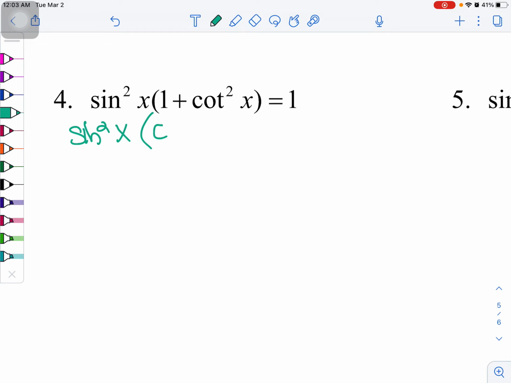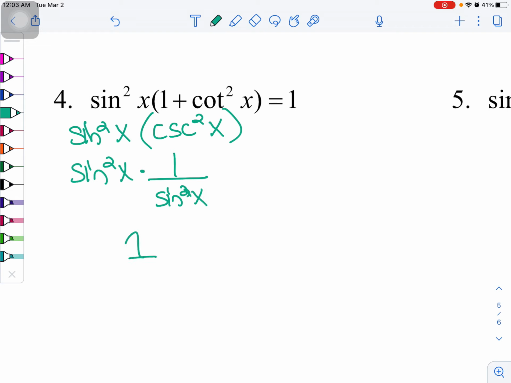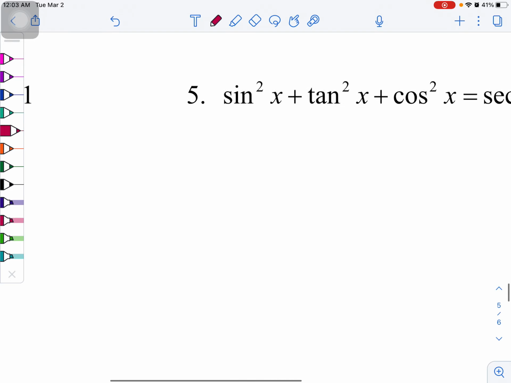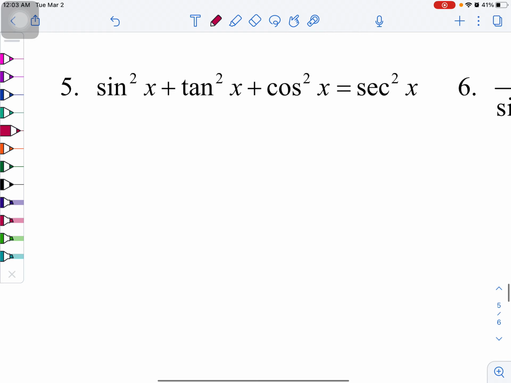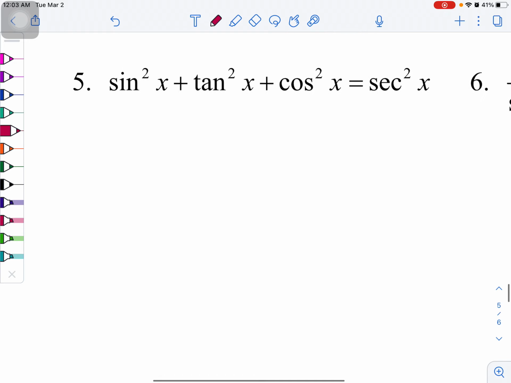Let's see. So sine squared x, and then 1 plus cotangent squared x is cosecant squared x. So sine squared x times cosecant squared x, which is really 1 over sine squared x. Those cancel. I get 1 is equal to 1. Number 5 here.